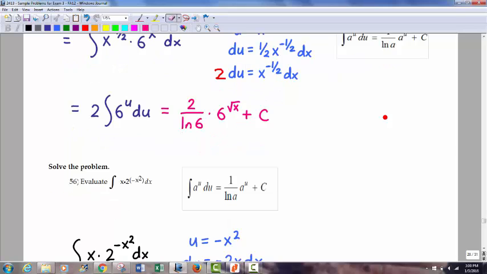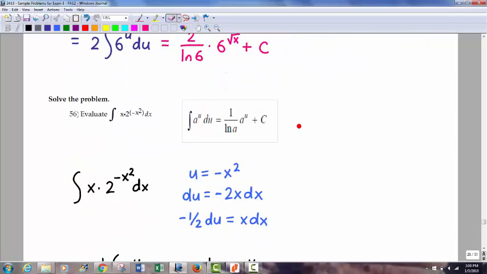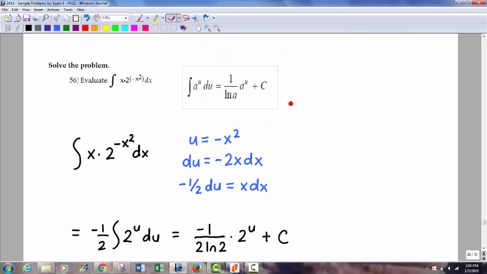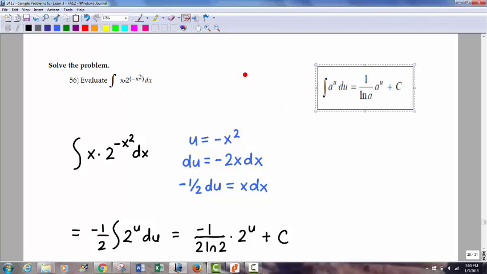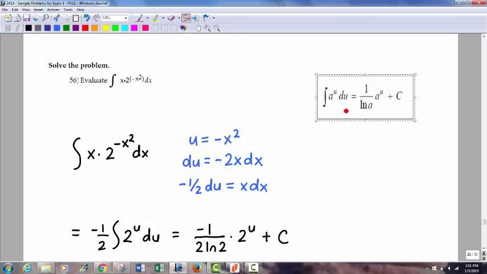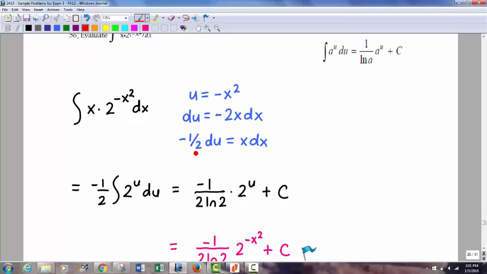Alright, not too bad. Alright, looks like we got another one of these. Beautiful. Let's see. Let u be the exponent, negative x squared. Du will be negative 2x dx. So we divide both sides by negative 2. So we get negative 1/2 du equals x dx. So you see I just brought the negative 1/2 to the outside.